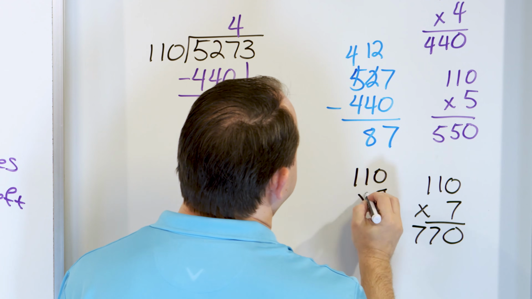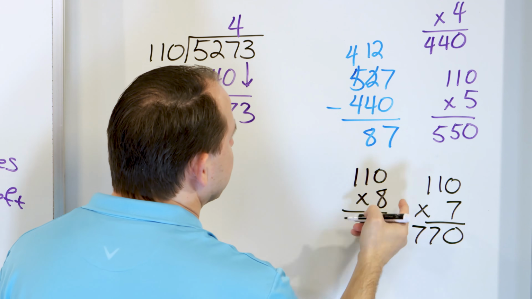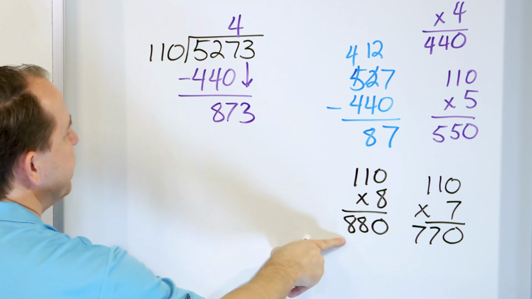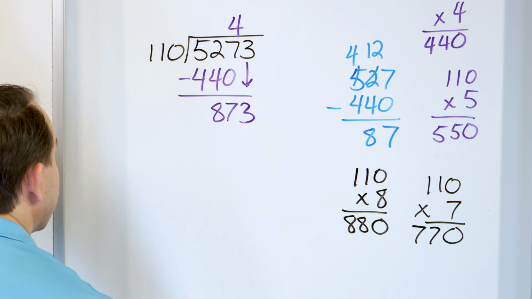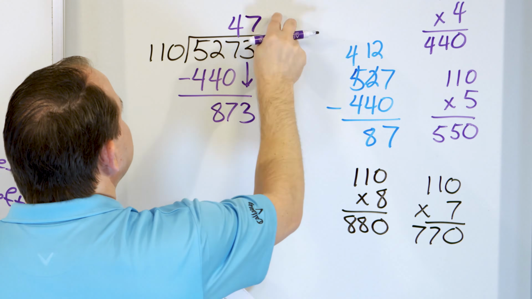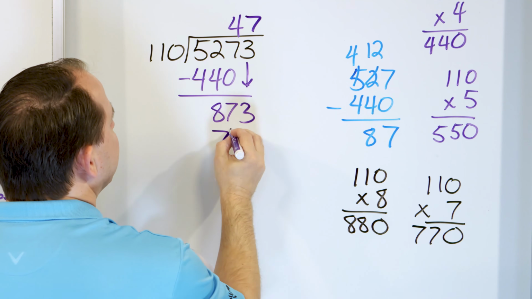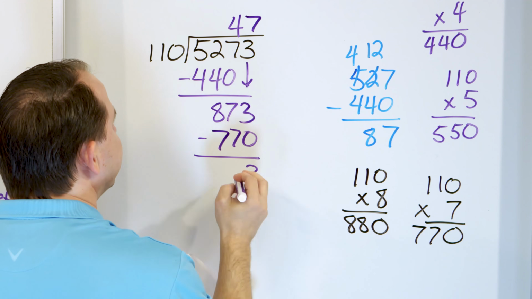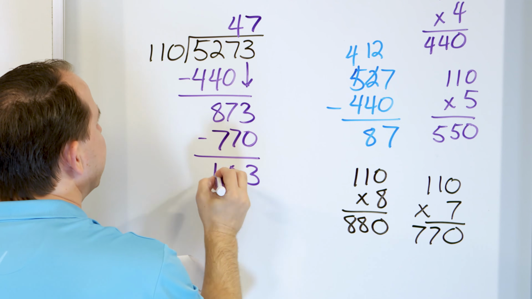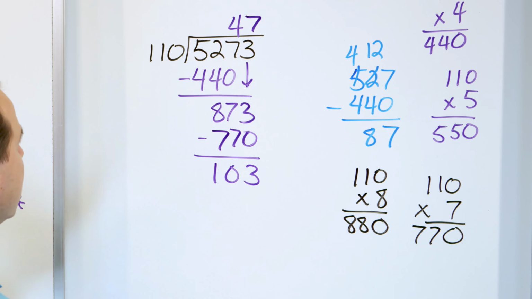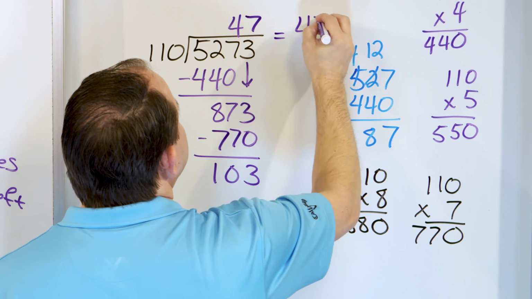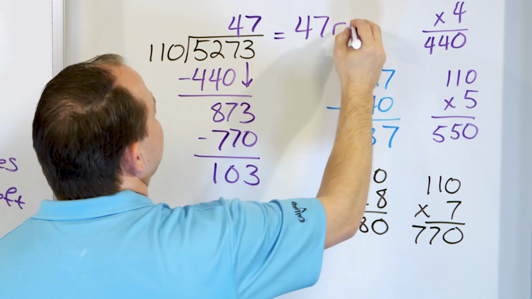110 times 8. 8 times 0 is 0. 8 times 1 is 8. 8 times 1 is 8. 880, that's too big, so it has to be times 7. 7 goes here, multiply, we get 770. 3 minus 0 is 3. 7 minus 7 is 0, and 8 minus 7 is 1. We have 103. So what do we have here? What we have is an answer of 47 with a remainder of 103.